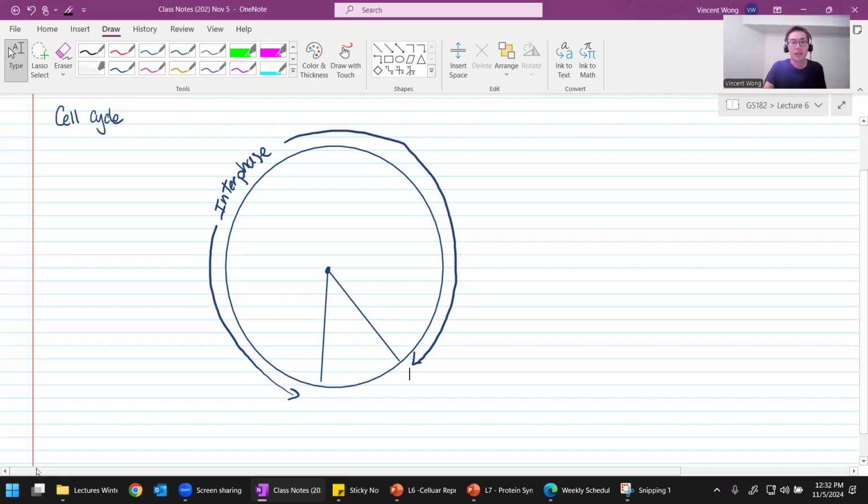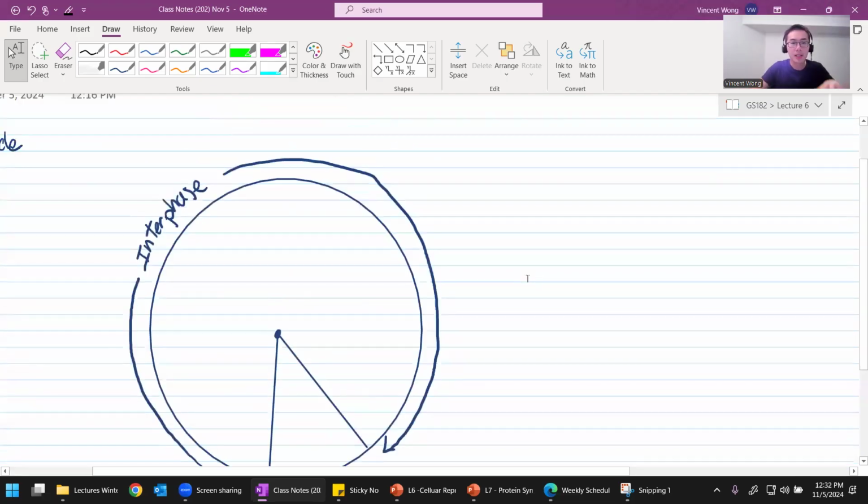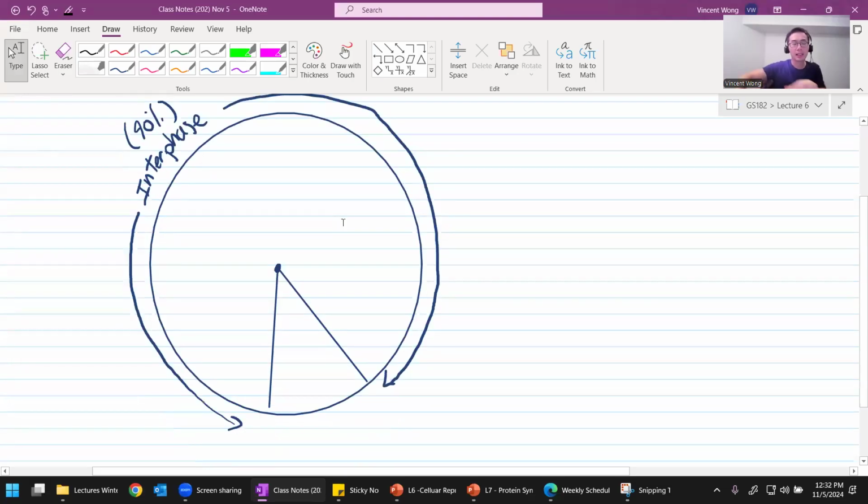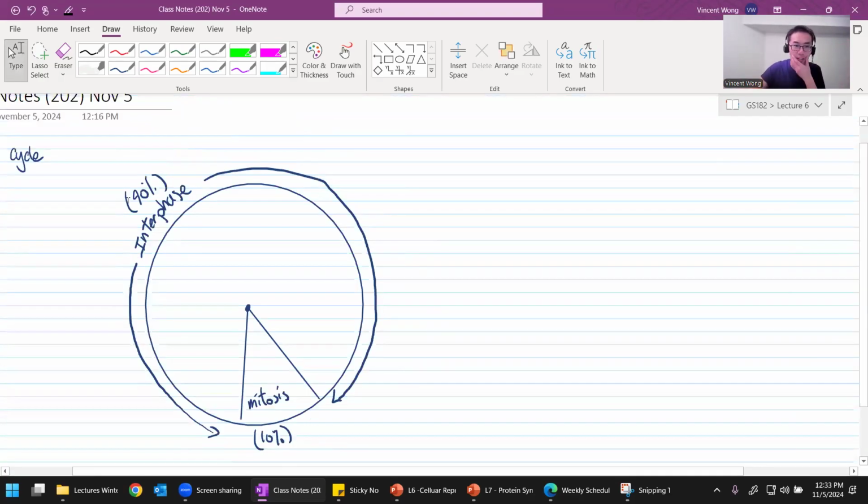All right. So this interphase is where the cell spends about 90% of its time in this phase, right? And then the 10% of the time is going to be spent doing the actual cell division, which we call mitosis. Okay? So about 10% of its time. Now, of course, these are average numbers. Some cells spend longer in interphase, some cells spend shorter in interphase, but roughly speaking, it's about 90% of its time. Okay.